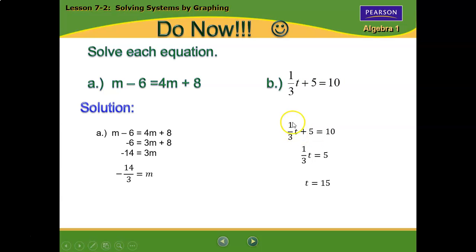Now our leading coefficient here is a fraction. Now this fraction is multiplied to the variable, so we would say that we would divide to get rid of it. But since it's a fraction, in that division process, we end up multiplying by the reciprocal. So what is the reciprocal of 1/3? Well, it is 3. So if we multiply both sides by 3, 5 times 3 is 15, and we are finished. So again, a couple of basic equations to keep our skills sharp for solving equations, because we're going to have to do it in this lesson.